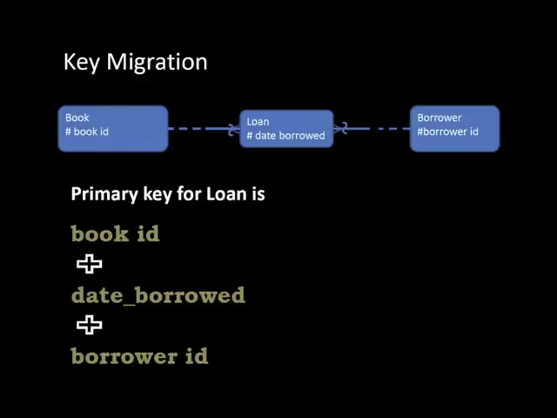Now, does that pose a problem? Is this adequate or is this foolproof? Putting the date borrowed, does it make it foolproof? No. Extreme case, I borrow it in the morning. I borrow it at 9, return it at 10. And then again, I borrow it at 2 and return it at 3. This can't take care of that, right?